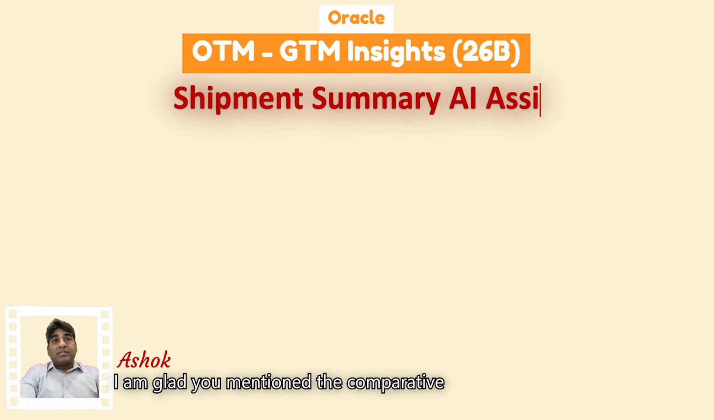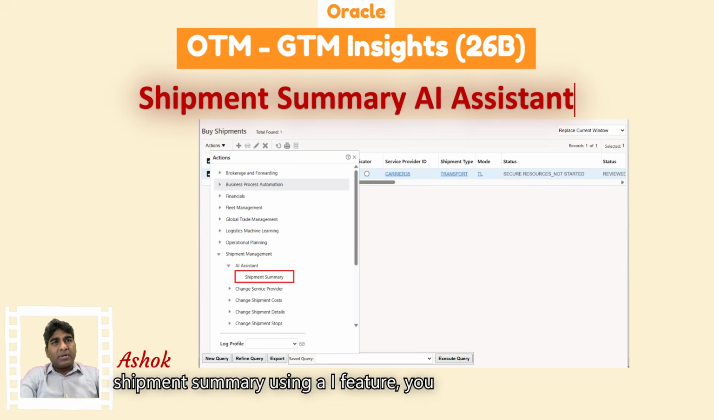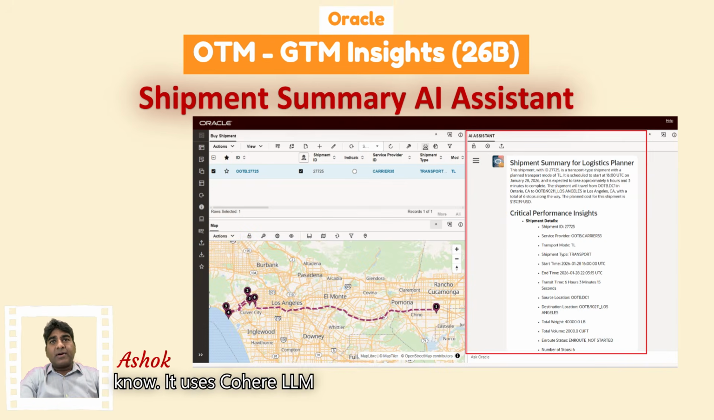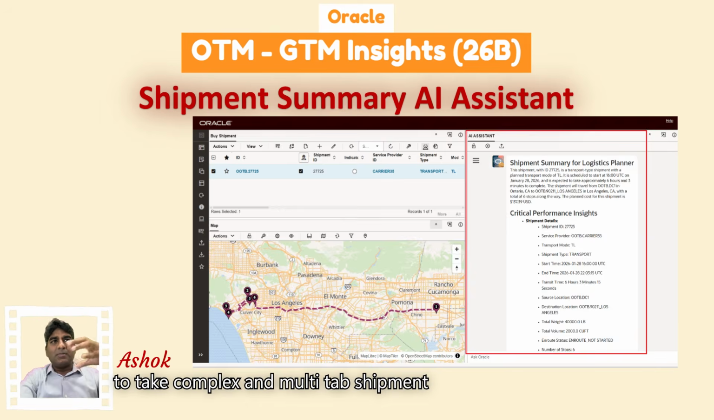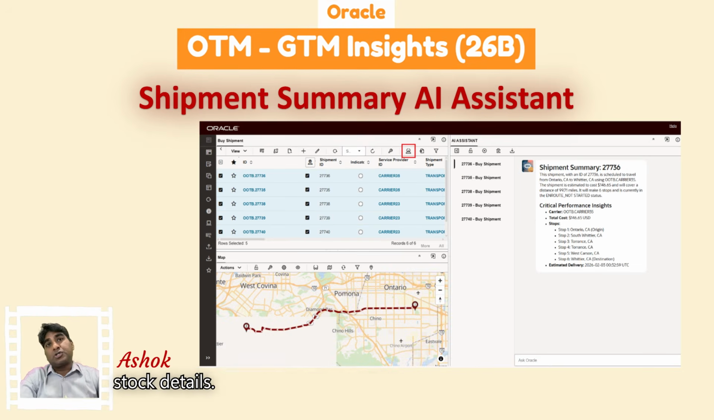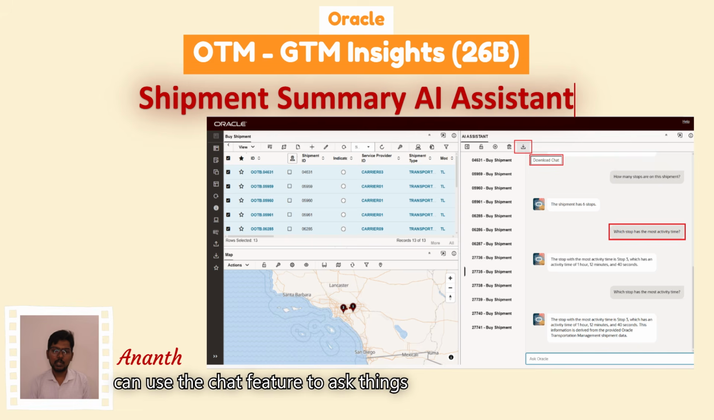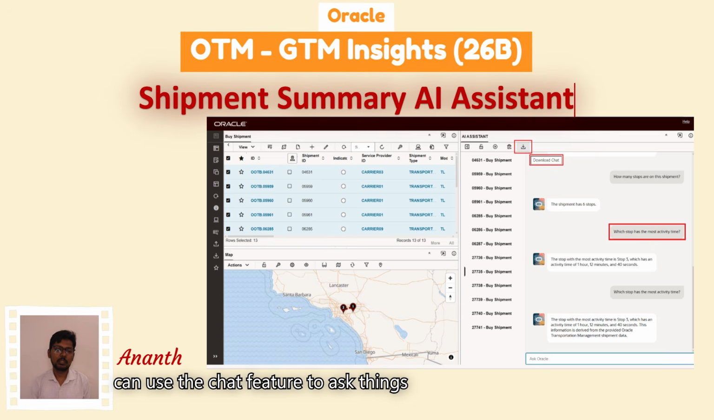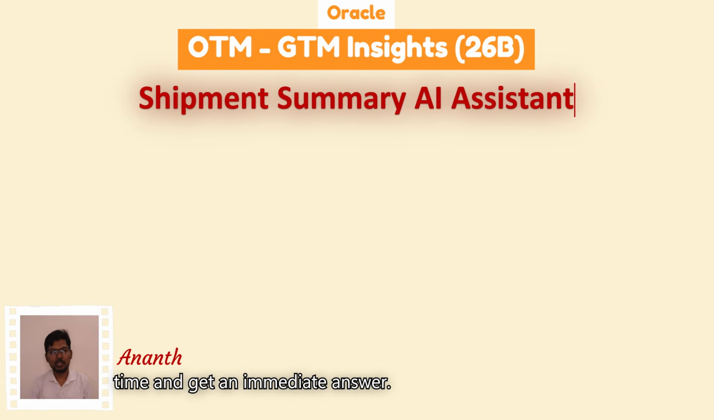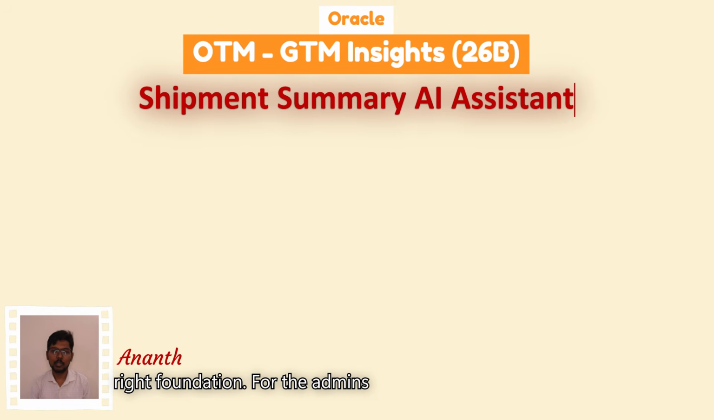I'm glad you mentioned the comparative aspect. We see some logic in the shipment summary using AI feature. It uses Cohere LLM to take complex and multi-tab shipment data and distill it to duration, cost, and stop details. It's actually quite interactive too. You can use the chat feature to ask things like which stop has the highest activity time and get an immediate answer.